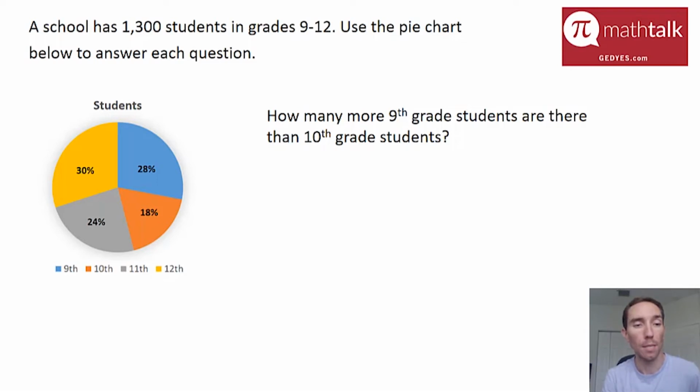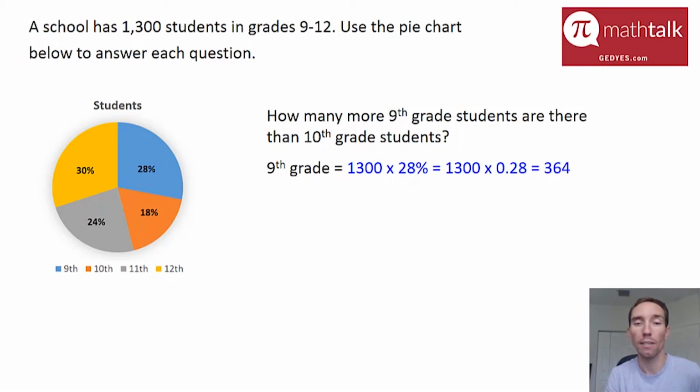So they give us the percentages of students of the total population. We need to figure out the actual number of students so we can figure out how many more 9th graders there are than 10th graders. And so what we can do is, for the 9th graders, we can take our 1,300 students and find 28% of 1,300. And in math, the word of means multiply. So 1,300 times 28%, or 1,300 times 0.28. I recommend using a calculator, and you get 364.